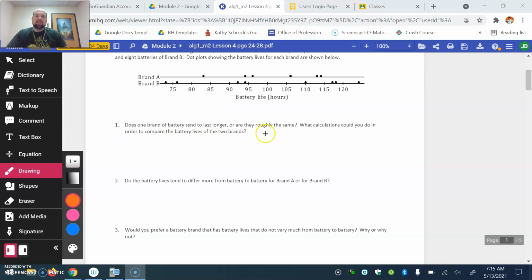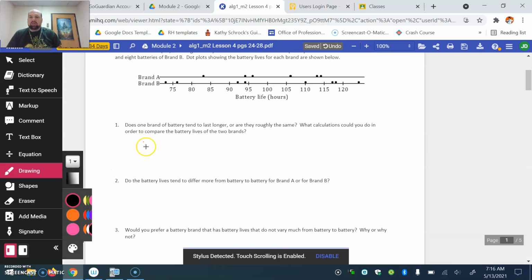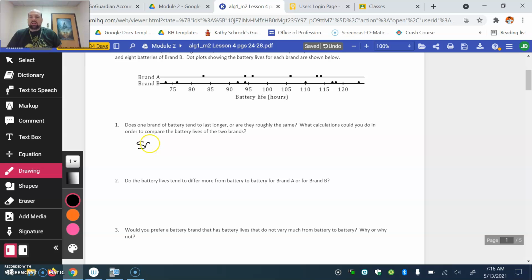Does one brand of battery tend to last longer, or are they roughly the same? What calculations could you do in order to compare the lives of the 2 batteries? So, we could find the mean, we could find the median, but I think if we're just talking about how much their overall battery life is, I think the mean or the median would be fine. First of all, let me get a different color here. They're about the same.